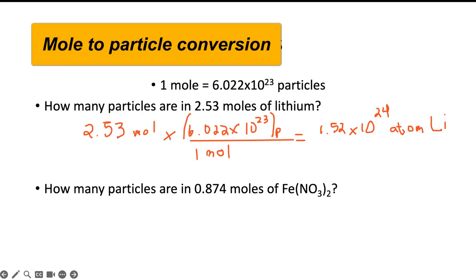If I had 1 mole, I know that I would have exactly 6.022 times 10 to the 23rd particles. So I can ask, is this number bigger than 1 mole or smaller than 1 mole? 2.53 is bigger than 1 mole. So I would expect my number of particles to also be bigger than 6.022 times 10 to the 23rd, which it is. This number is a little bit bigger than that, and so this answer is reasonable.